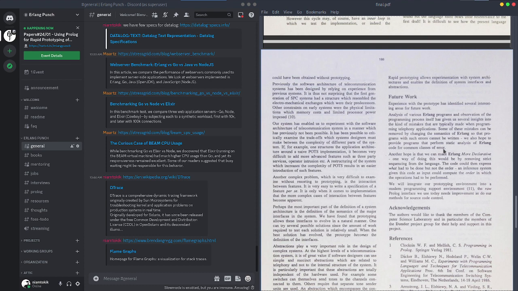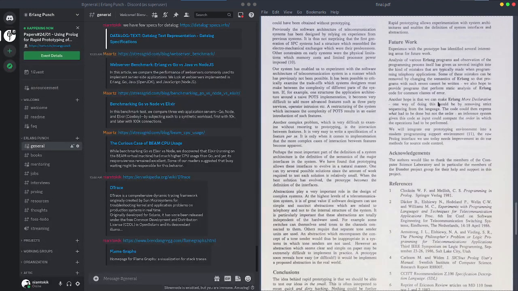So Dialyzer, and type checker and so on have not been created yet, but the idea of those tools was already present in Erlang at its beginning.